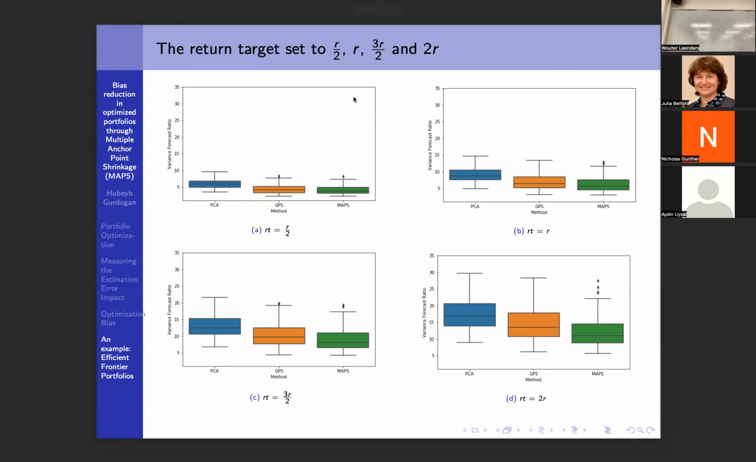Okay, all right. In this slide, we have return targets set to r over 2, r, 3r over 2, and 2r. Remember, r was the average of the squared returns. So if your average of squared returns is r, then you set your return target to r over 2. You have it here, and if you set your return target to r, you have more variance forecast ratio, as you see. If you just aim for more.